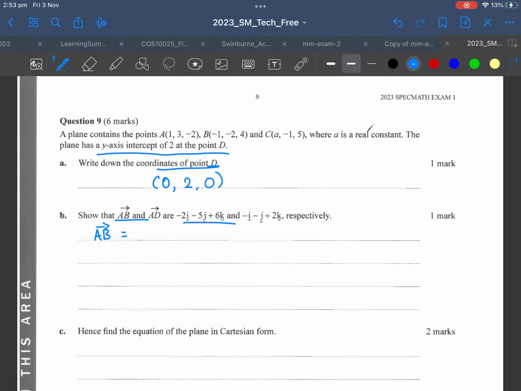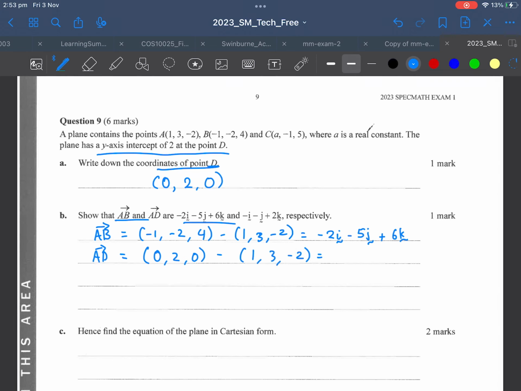So that would just be B minus A, so negative 1 minus 2, 4 minus 1, and then 3 minus negative 2, which we will get minus 2i minus 5j plus 6k. So there you go, that's done. And AD would be D minus A, so that would be (0, 2, 0) minus (1, 3, -2). So we will get minus i minus j plus 2k. So there you go, that is shown.